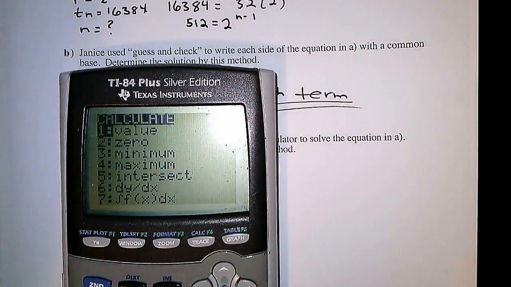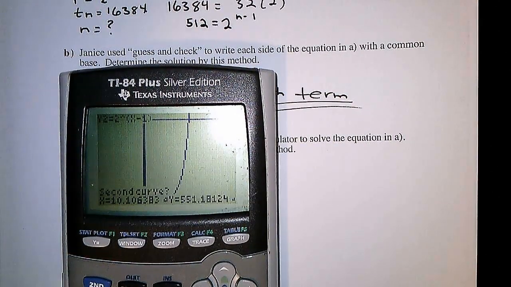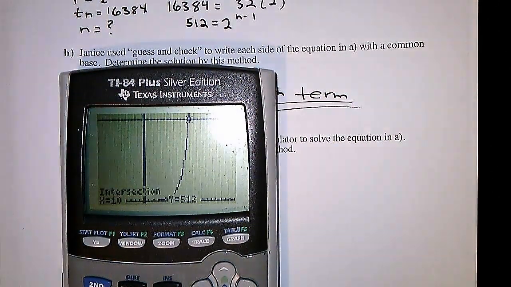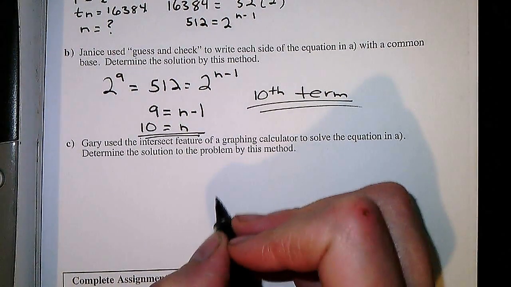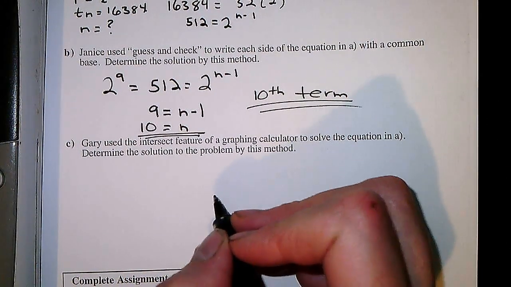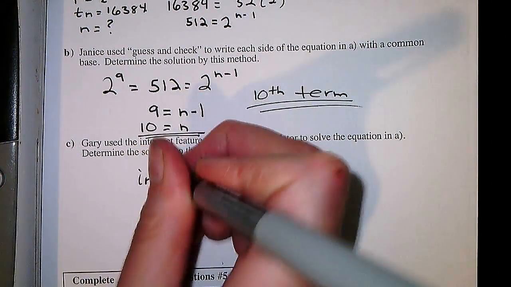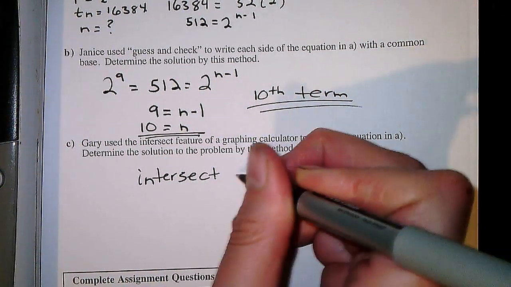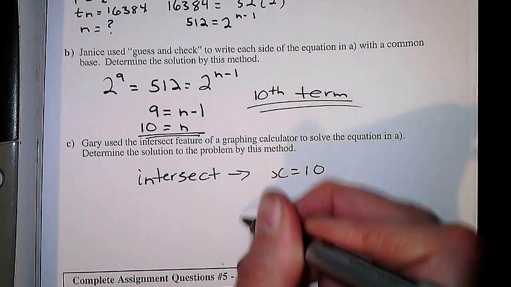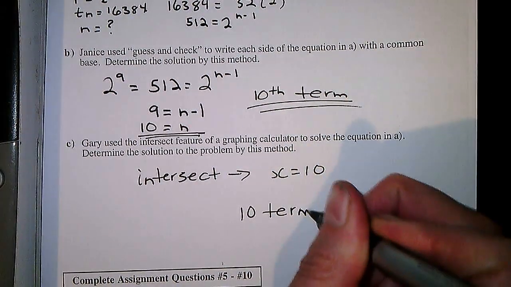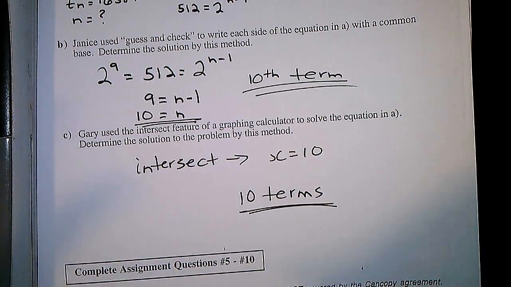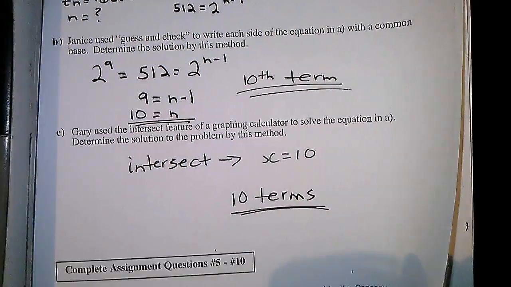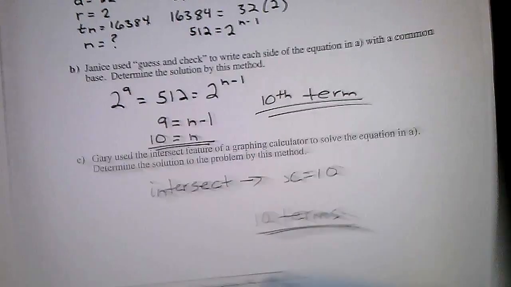So second, trace, intersect, enter, enter, enter. And so the value of x at the intersect is 10. So I'm going to just write that out. So the intersect has an x value that's 10. So there are 10 terms. All right, so that's two different ways you can solve it. And like I said, in Math 30, you're going to be learning a system called logarithms that will allow you to solve that even more efficiently.